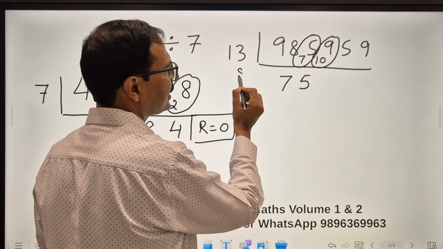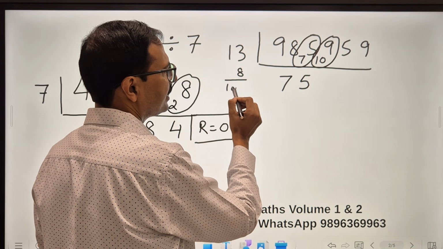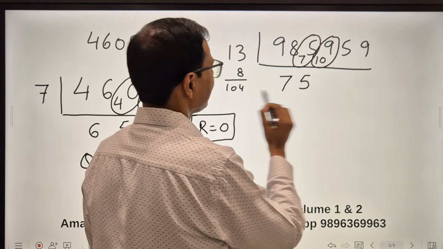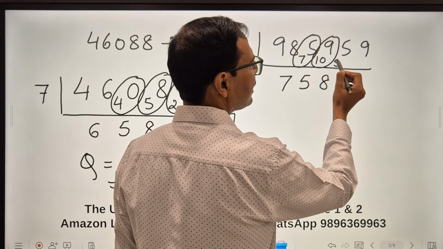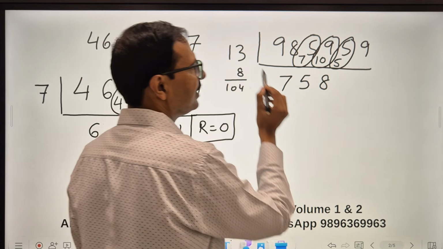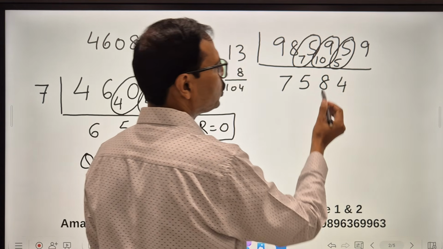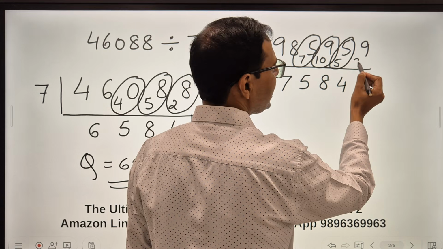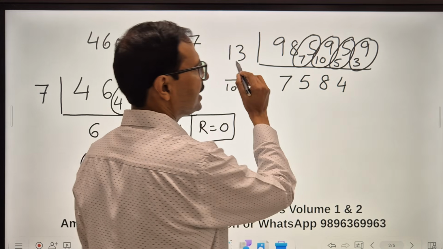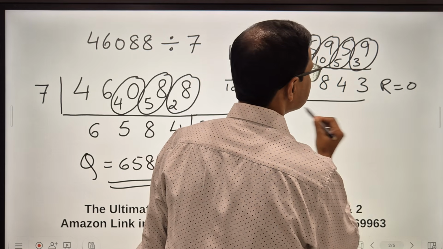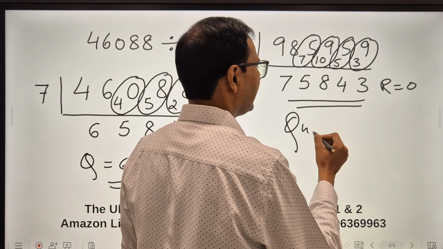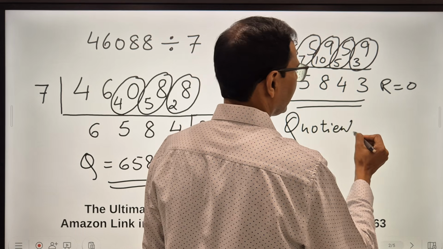So 13, 8 times is 104, right? So very close. So 109 minus 104 is 5. So I'll write a 5 here. This becomes 55. 13 4 times is 52. 55 minus 52 is 3. And finally 39. So 13 3 times is 39. Gives me a remainder of 0. And this is the quotient when I have performed the division.